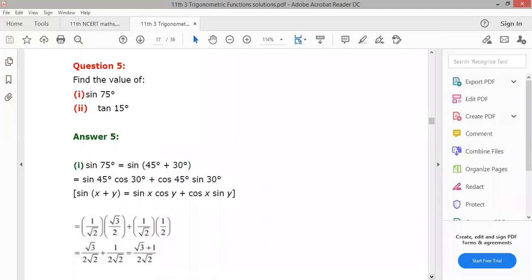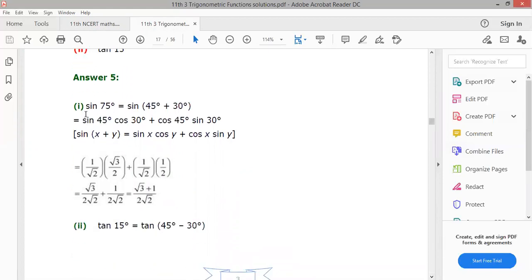So question number 5, first part is sine of 75 degree. Sine of 75 degree can be written as sine of 45 plus 30 degree. So we can use here the formula sine of a plus b, that is sine a cos b plus cos a sine b. So this is equal to sine of 45 cos of 30 degree plus cos of 45 sine of 30 degree. After that we will substitute the values. Sine 45 we will write the value, cos of 30 we will write the value, cos of 45 we will write the value, and sine of 30 we will write the value accordingly, and we will add and multiply these. We will get under root 3 plus 1 divided by 2 under root 2.